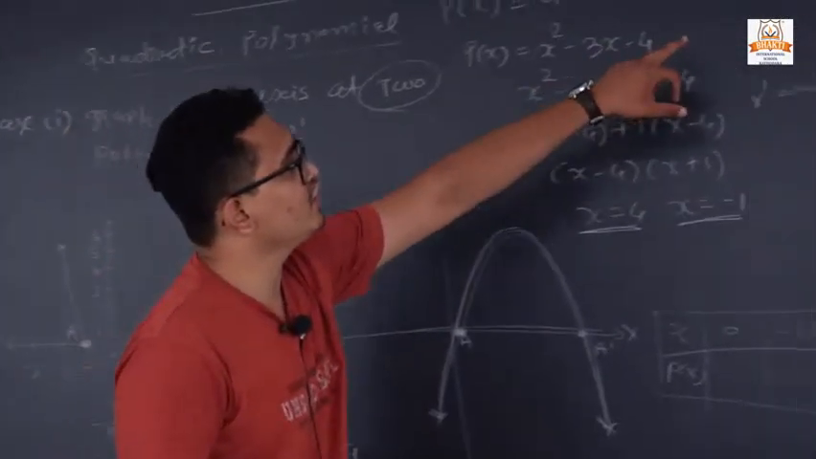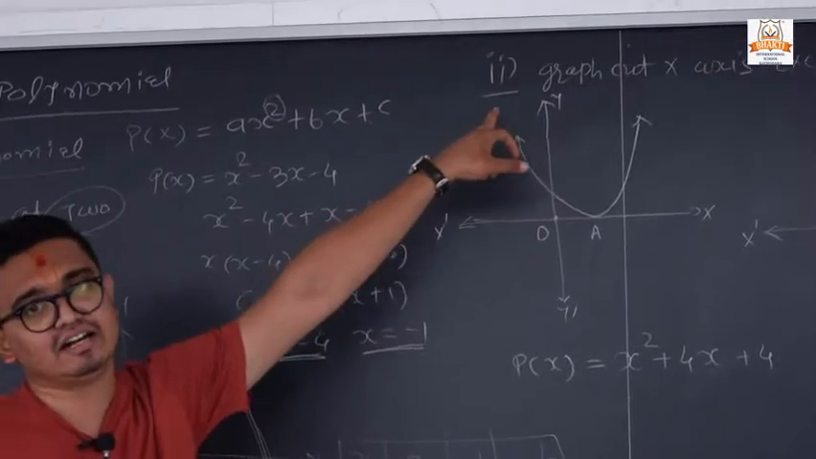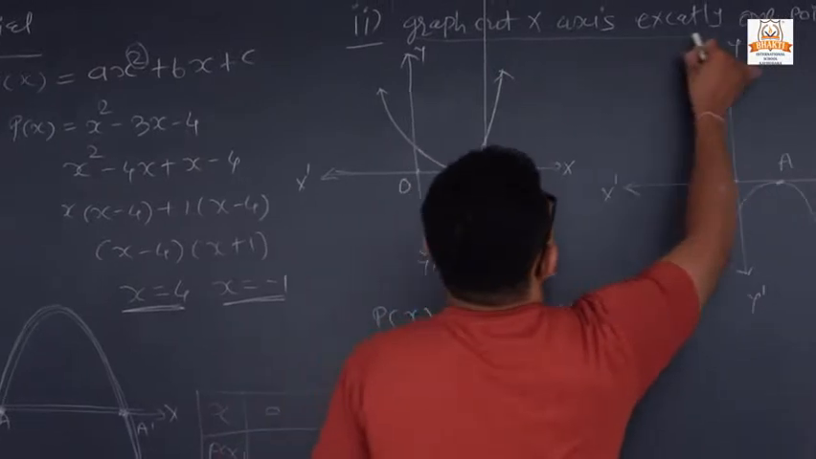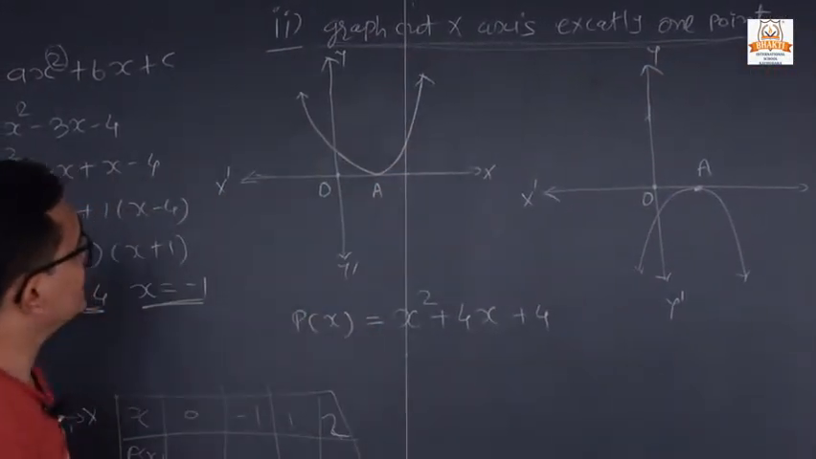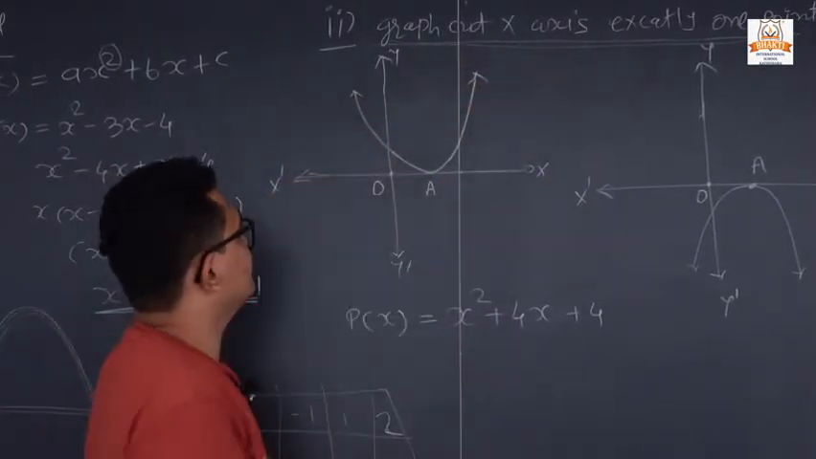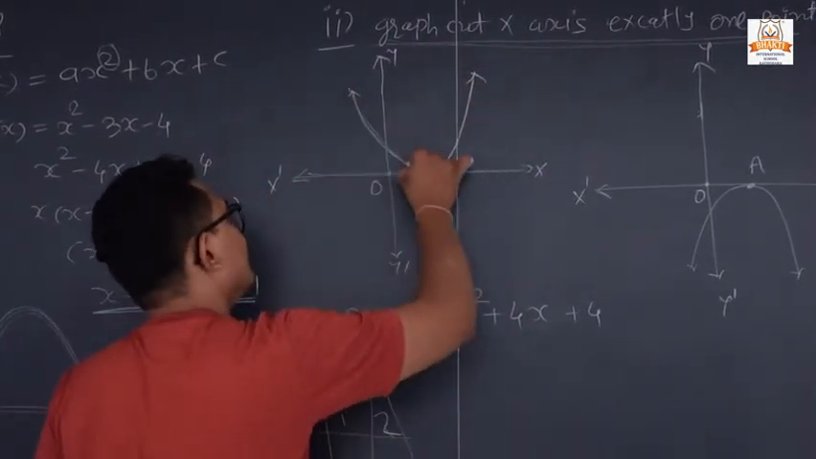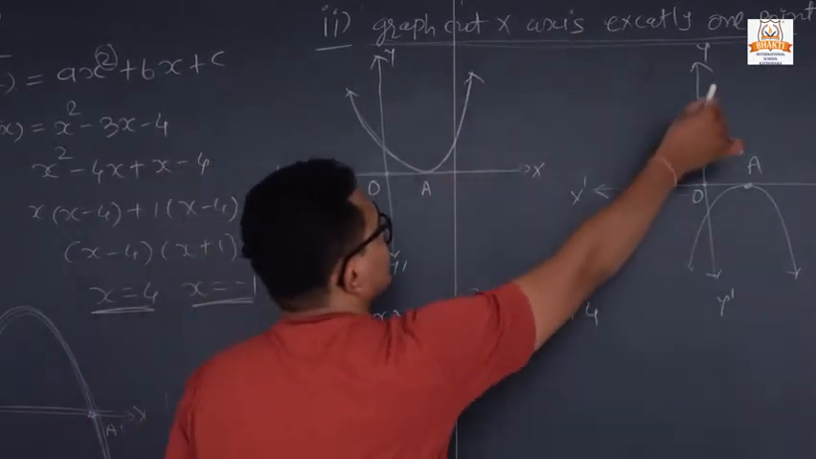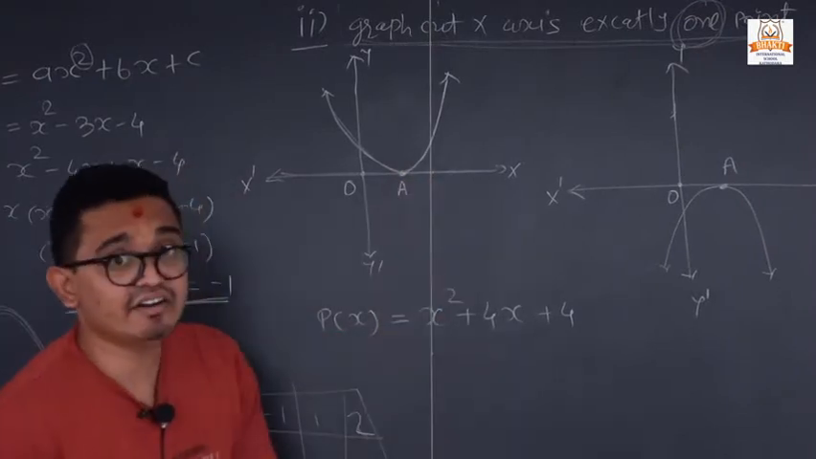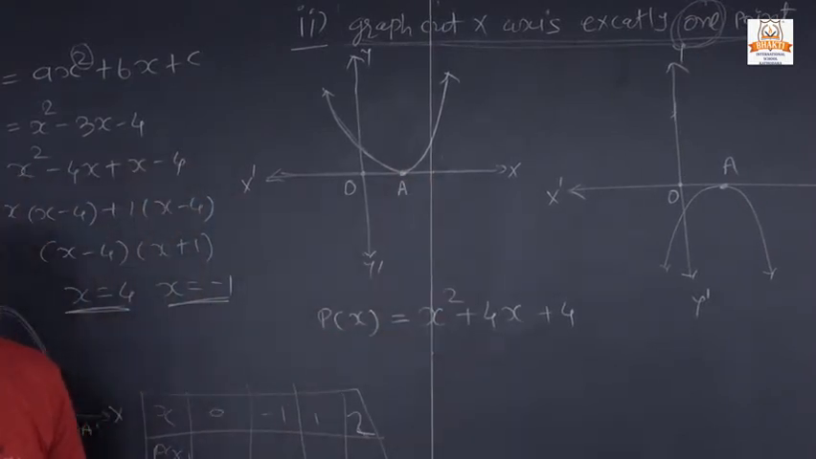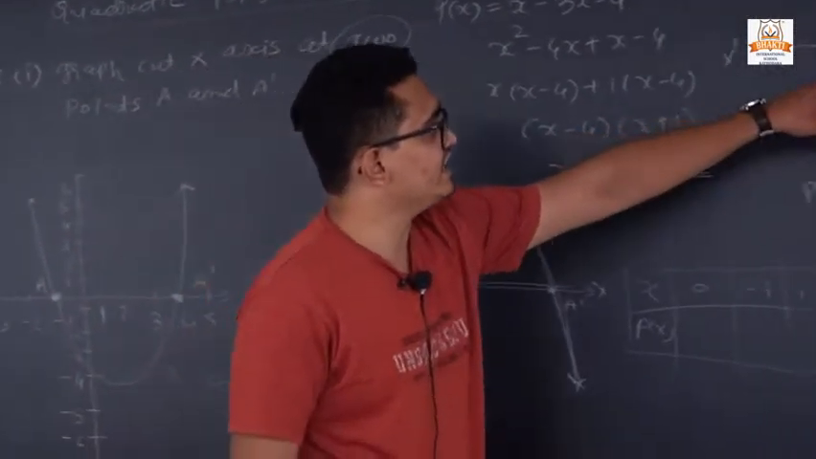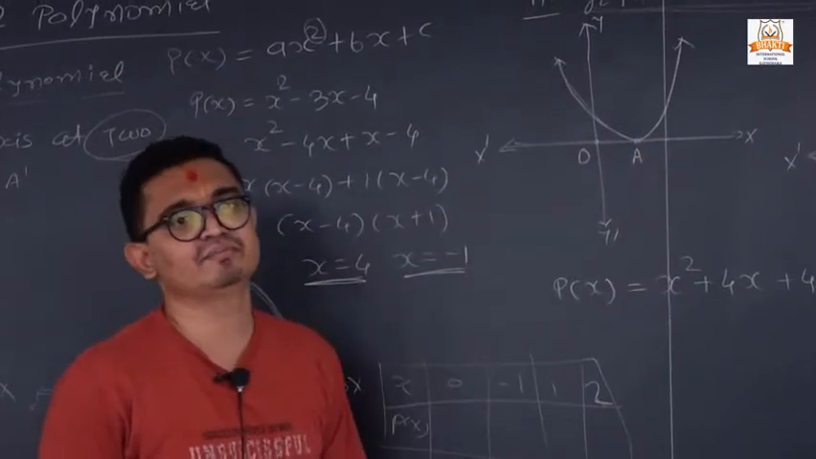Now we are going to our second case of quadratic polynomials. What happens in that case? First of all, read the second case. They are telling us that the graph cuts the x-axis at exactly 1 point. How many points? 1 point only. How is it possible? In the first case it cuts at two different points; in the second case it touches only 1 point.